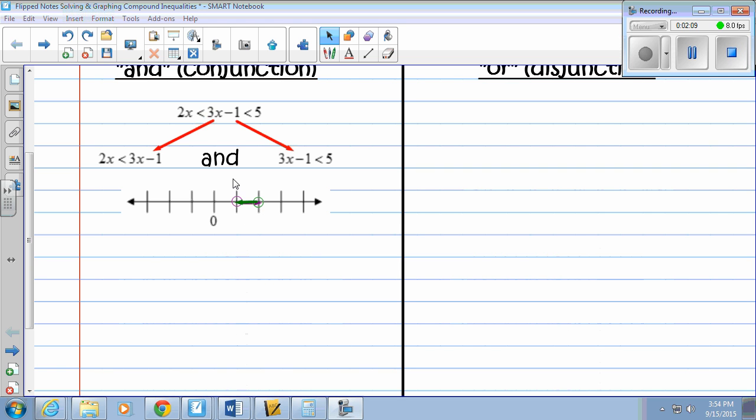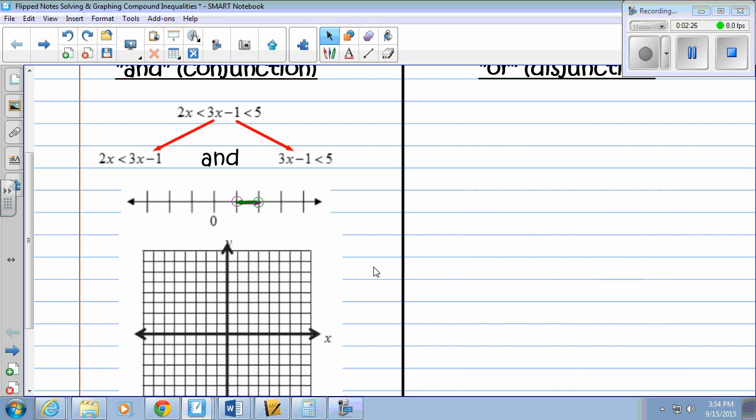An and inequality means that the answer has to fulfill both this and this. So our solution is only going to be where both of our arrows overlap. Okay. So if we were to graph this on a coordinate plane, this is what we would have. Again, it's where our two shadings overlap.